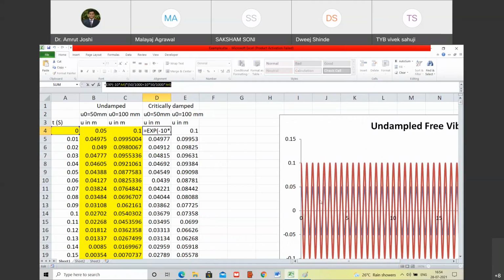I hope you are able to see that. Are you able to read the formula? Reply in chat box if you are able to read the formula. Say yes, we can read. Please type your answer in chat box. Are you able to see the formula?